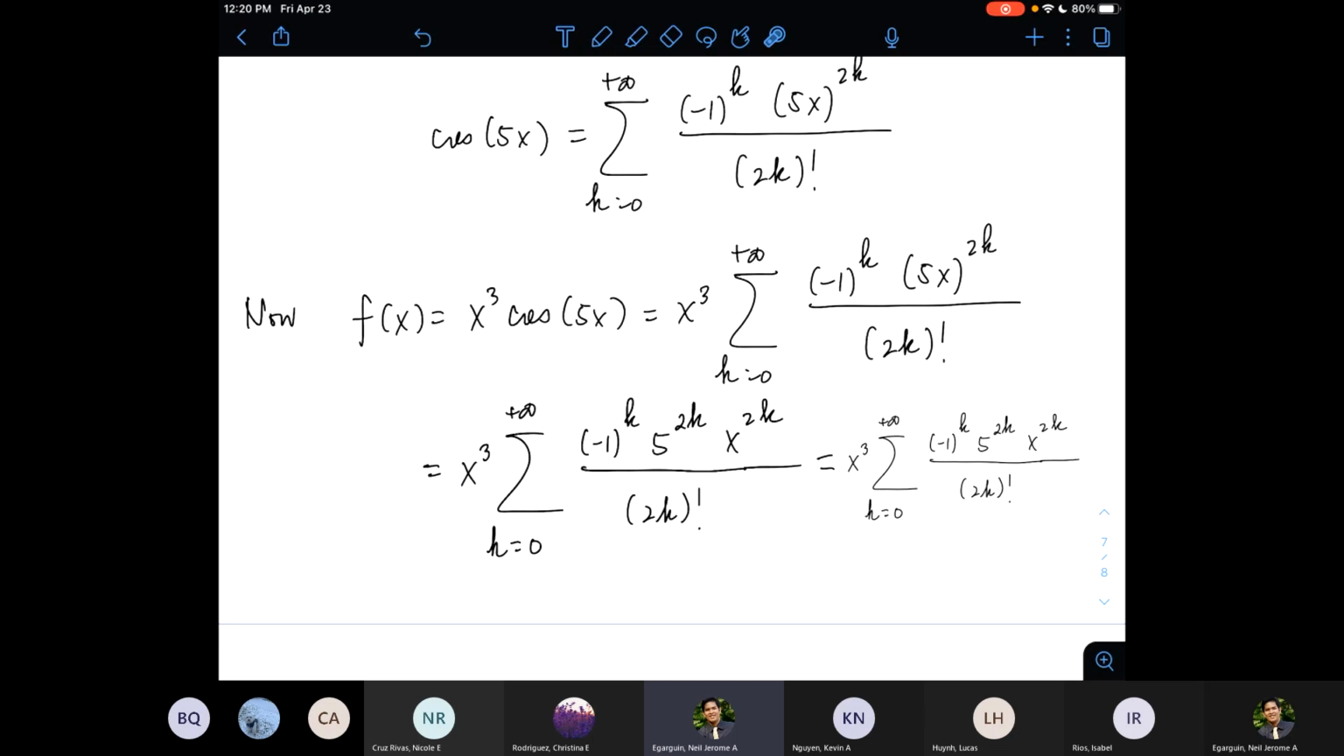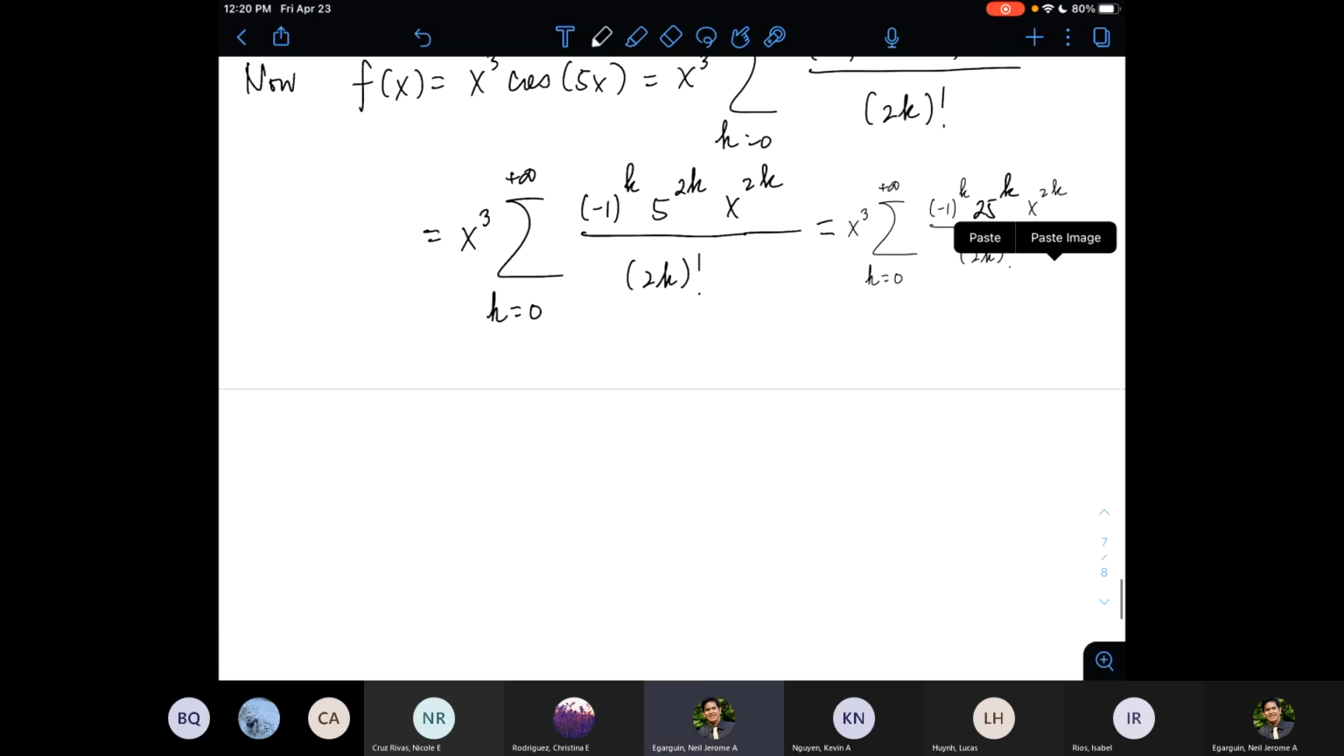Okay. Now I have 5 to the power 2k. I can look at it as 5 squared raised to the k. So I can write it as 25 to the power k, just to make it look simpler, right? But you can leave it as 5 to the 2k. That's fine. Then I guess now I'm ready to put x cubed inside the summation.